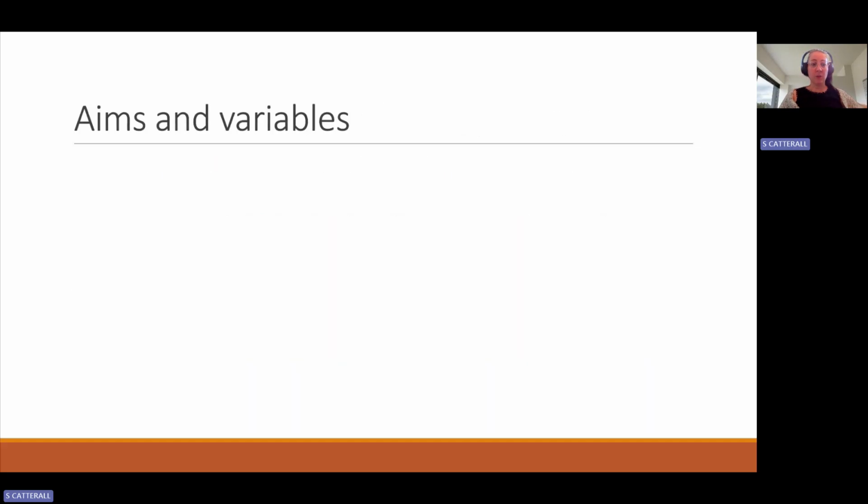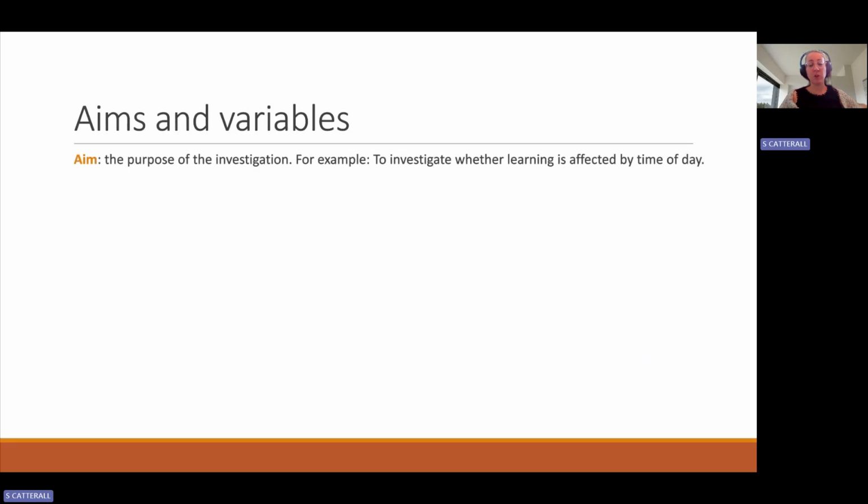One of the topics on research methods is aims and variables, how to define them. And sometimes we use the word operationalise for that. Now, the aim of a piece of research, and you could get asked this on either paper 1 or paper 2, is the purpose of the investigation. So you might be asked to define what one is, and you might also be asked to write an example of one. So, for example, to investigate whether learning is affected by time of day.